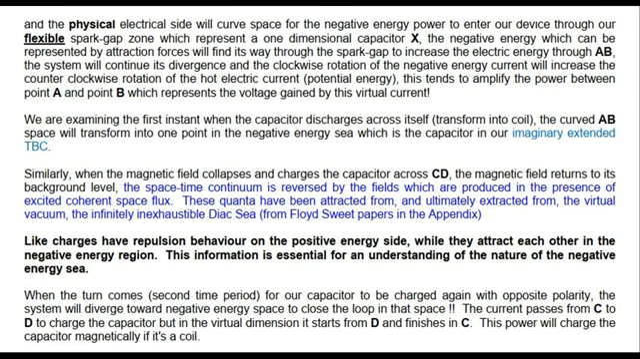Like charges have repulsion behavior on the positive energy side, while they attract each other in the negative energy region. This information is essential for an understanding of the nature of the negative energy C. When the turn comes, second time period, for our capacitor to be charged again with opposite polarity, the system will diverge toward negative energy space to close the loop in that space. The current passes from C to D to charge the capacitor, but in the virtual dimension it starts from D and finishes in C. This power will charge the capacitor magnetically if it's a coil.